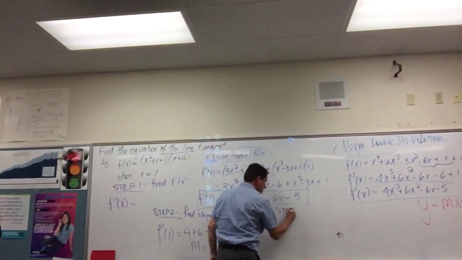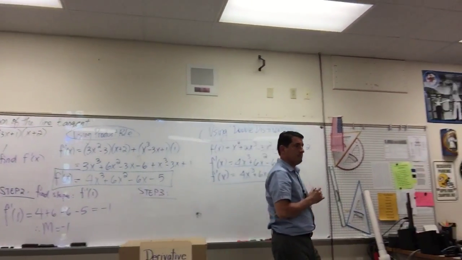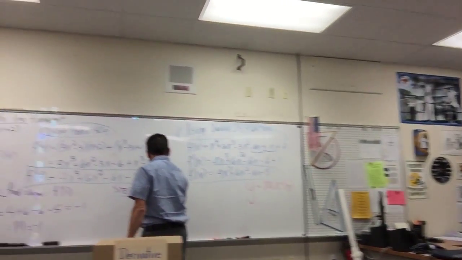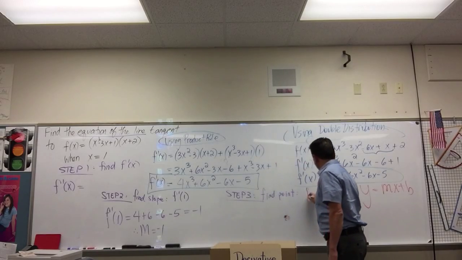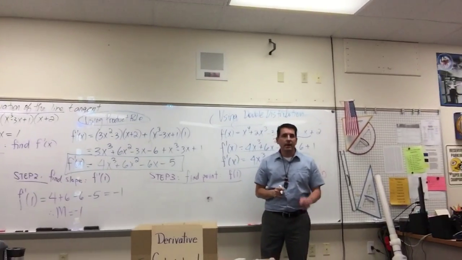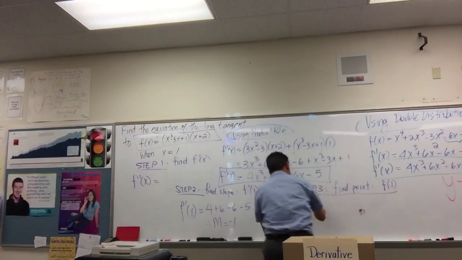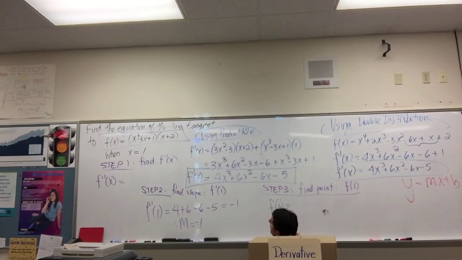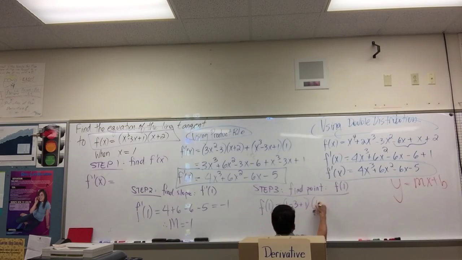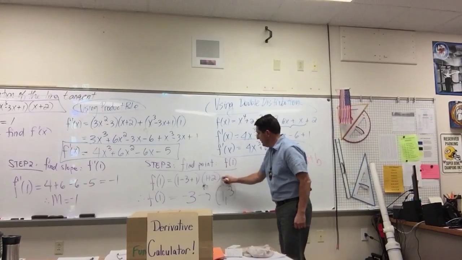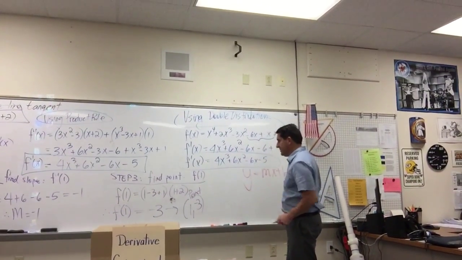Okay, step 3. Find a point. To find the point, we're finding f of 1. Not f prime of 1, but f of 1. So we go back to the original function and plug in 1. Negative 3? So that means 1 comma negative 3 is the point. Plug in an x, you get a y of negative 3.